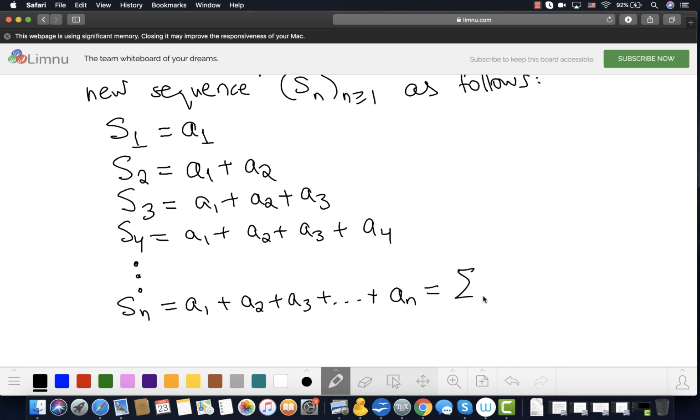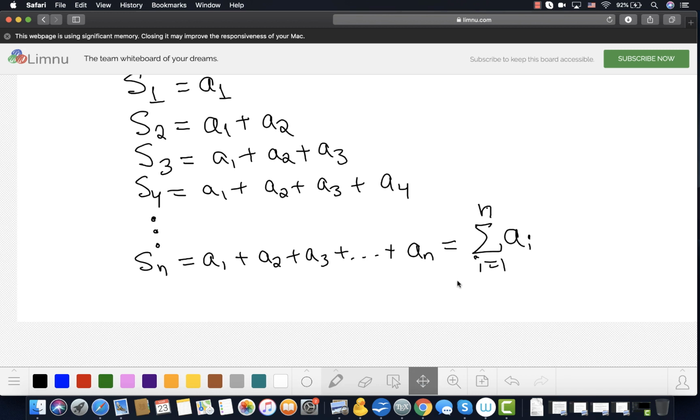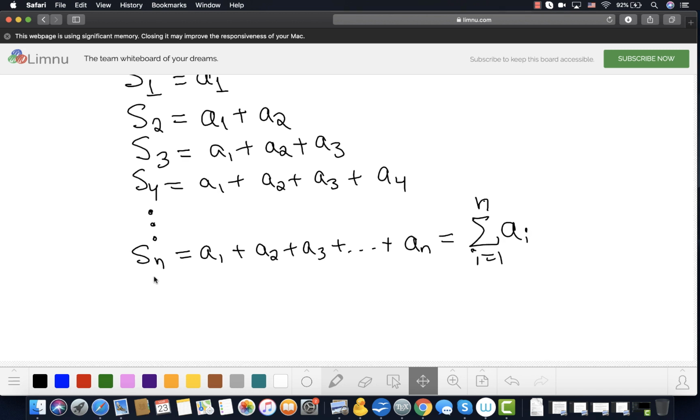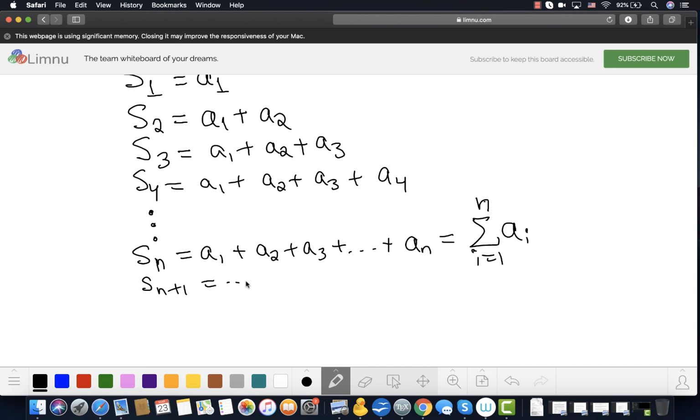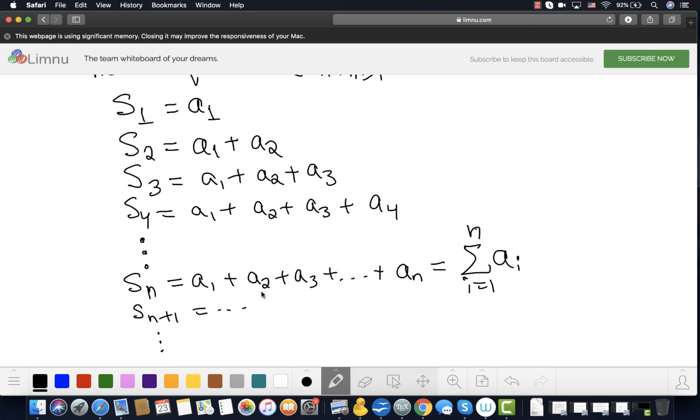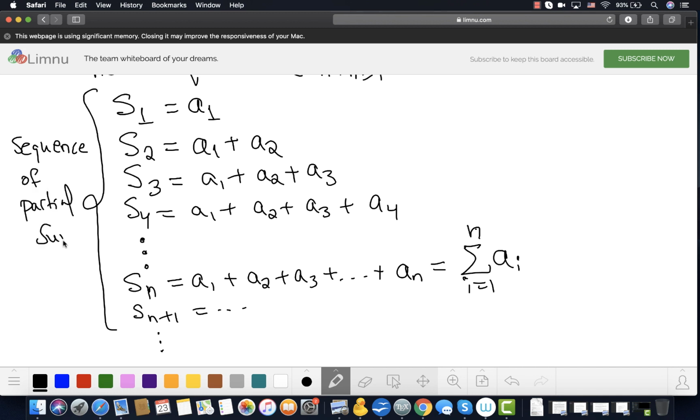And of course, we can also write this as sigma i goes from 1 to n of A sub i. Of course, the sequence of partial sums keeps going. And then there's S sub n plus 1, and so on. So this sequence is called the sequence of partial sums for the given sequence a sub n.